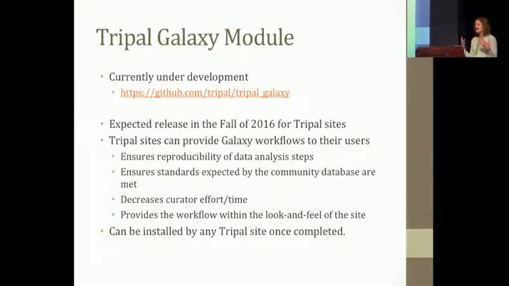And our hope as community databases is we really want to ensure reproducibility of the data analysis and ensure standards that are expected by the community database are met, decrease curator time and effort, and also if we can provide the workflows within the look and feel of the site, we're hoping to capture a lot of our community users who may not know what to do with their data or how to analyze it, but they're coming to the community database, and if they have this new functionality, hopefully we can guide them to getting their data analyzed. So our goal is to have this to be able to be installed by any Tripal site once completed, but we'll be starting with the sites of the 5 PIs to start with.